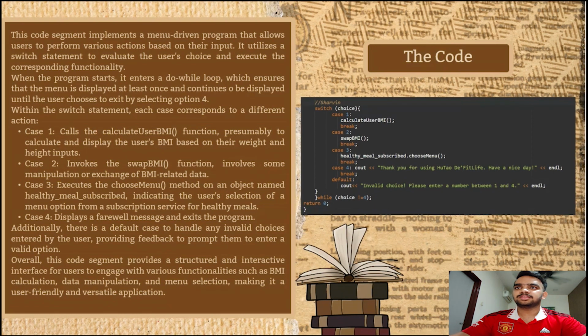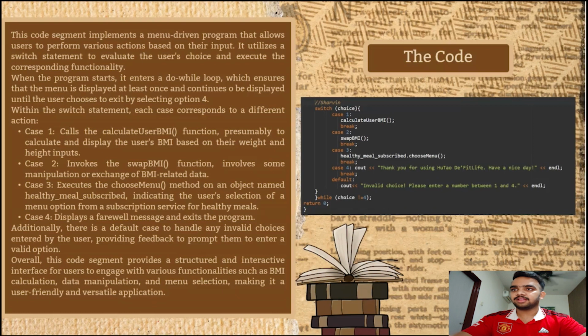Within the switch statement, each case corresponded to a different action. First case calls the calculate user BMI function, presumably to calculate and display the user's BMI based on their weight and height input. Case 2 invokes the swap BMI function, which involves some manipulation or exchange of BMI related data. The third case executed the choose menu method on an object named healthy meal subscribe, indicating the user's selection of a menu option from the subscription service for healthy meals.